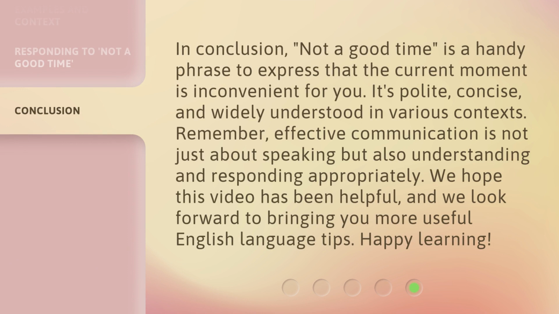In conclusion, "not a good time" is a handy phrase to express that the current moment is inconvenient for you. It's polite, concise, and widely understood in various contexts. Remember, effective communication is not just about speaking but also understanding and responding appropriately.